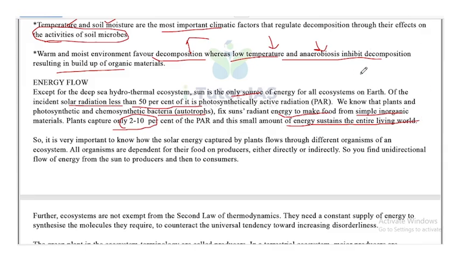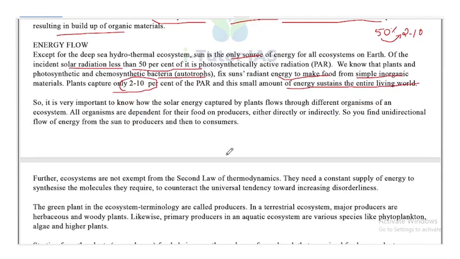So among the solar radiation, only 50% is photosynthetically active, and in that only 2 to 10% of this photosynthetically active radiation is used by the autotrophs like the plants or the chemosynthetic bacteria, and which is then used by the rest of the living organisms. So it is very important to know how the solar energy is captured by the plants and how it flows through the different organisms of an ecosystem.